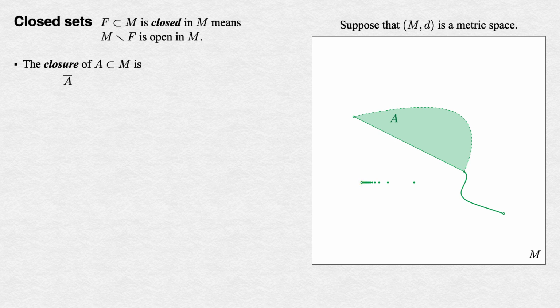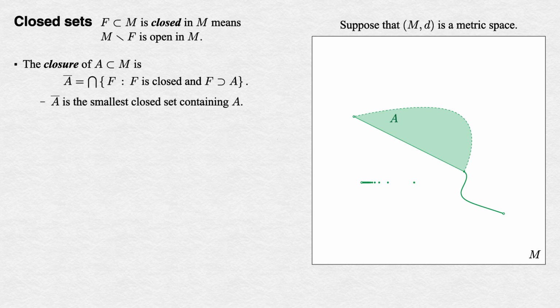The cleanest definition of the closure of A is as the intersection of all closed sets containing A. This is immediately seen to be the smallest closed set containing A because, as an intersection of closed sets, it's closed. Because each of those closed sets contains A, the intersection contains A. And finally, any closed set containing A is one of the sets we intersected, and thus contains this intersection.